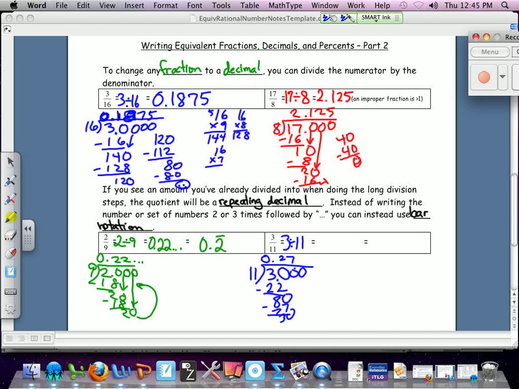Bring down another 0. This auction is not going so well. How many times does 11 go into 30? Twice, because we already answered that question.